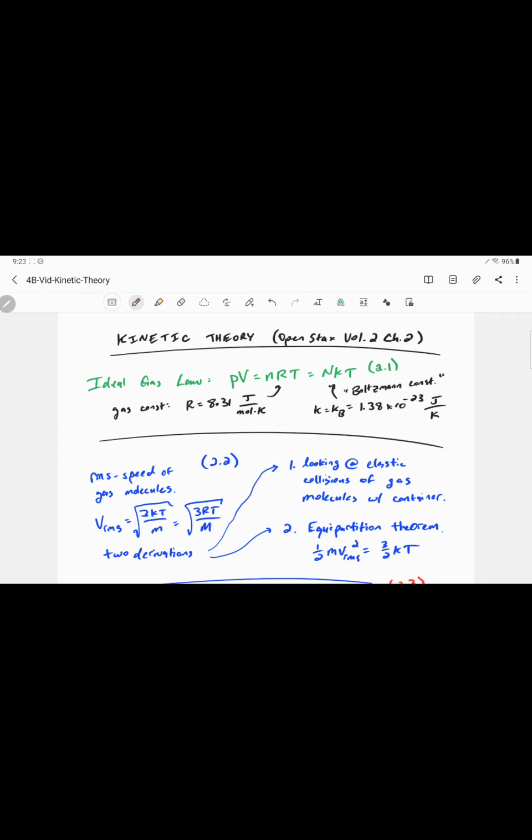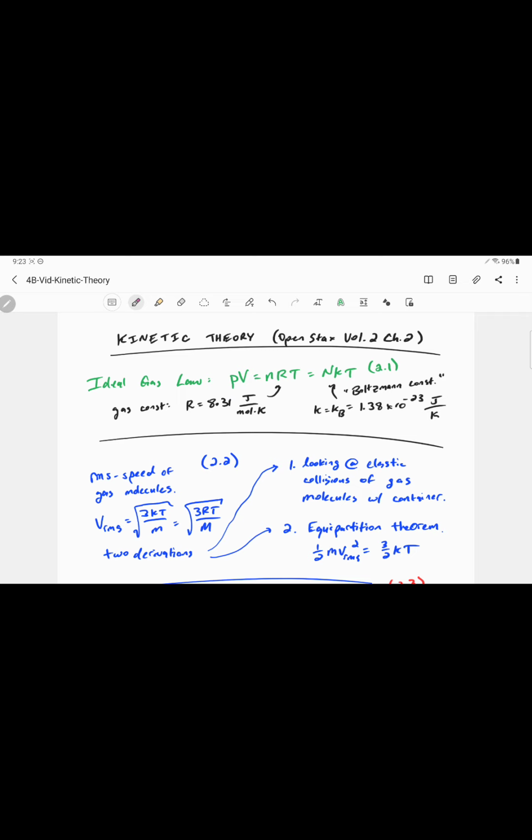So you're left with a joule. So notice this equation is energy. Energy equals energy. So joules equals joules. So as long as you have pressure in atmospheres, volume in cubic meters, that's a joule, and then the units work out.